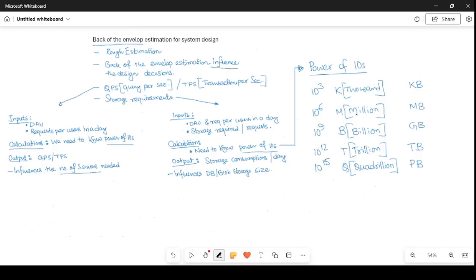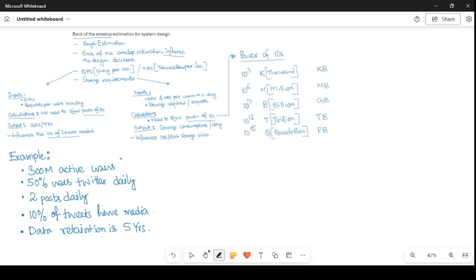10 to the power 6 is million and MB, 10 to the power 9 is GB, 10 to the power 12 is TB, and 10 to the power 15 is petabyte or PB. Similarly, it is billion, trillion and quadrillion. This is nothing but the power of tens. You only have to understand and remember this. You will be able to calculate QPS and storage requirements very efficiently. Let's understand this with an example so that you will realize how we have to estimate QPS and storage for a system we would like to design.